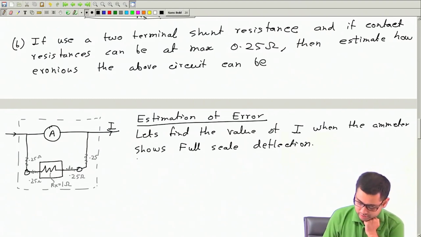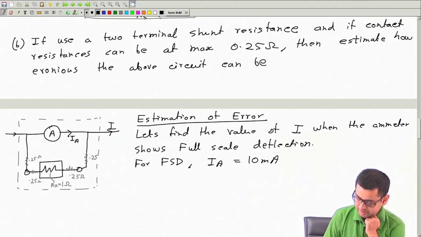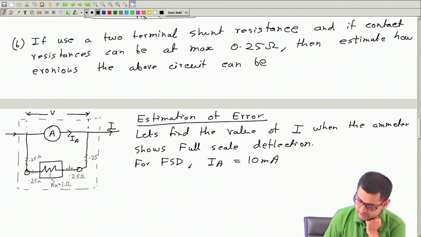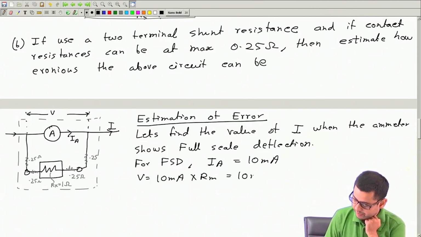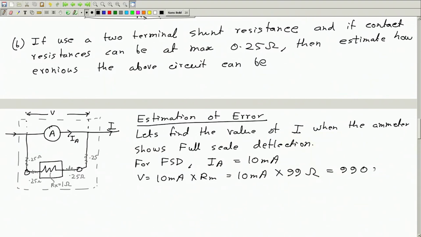So for full scale deflection, ammeter current IA will be 10 milliampere according to the specification of the ammeter. So this current is 10 milliampere. What is this voltage? Then V will be 10 milliampere multiplied by Rm, which is 10 milliampere multiplied by 99 ohm. So this will be 990 millivolt.